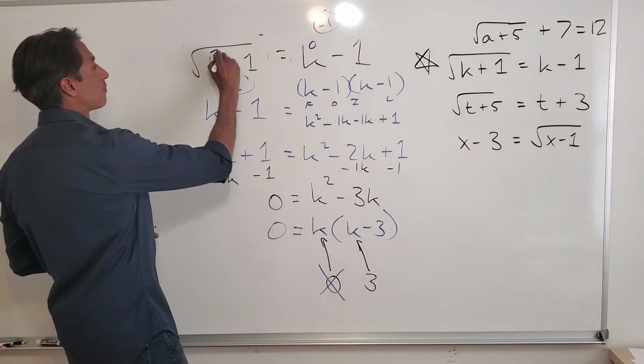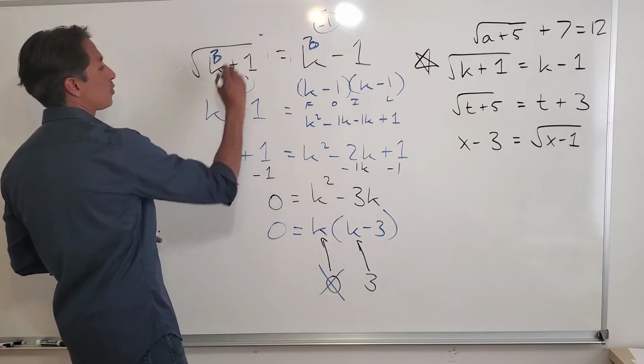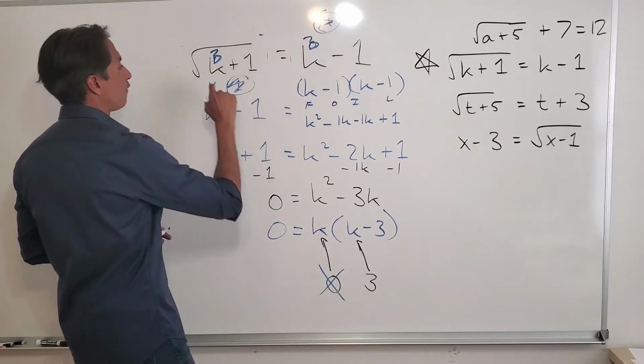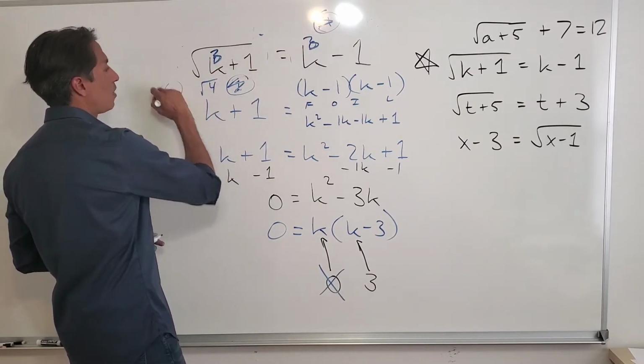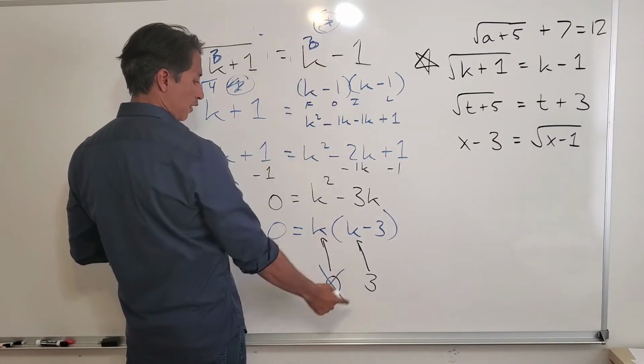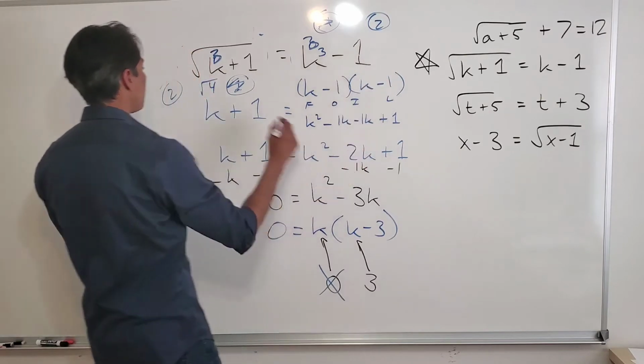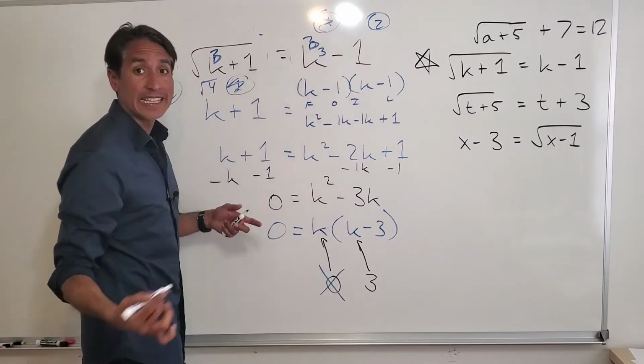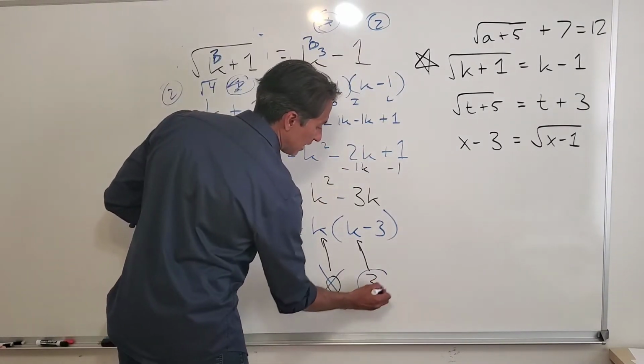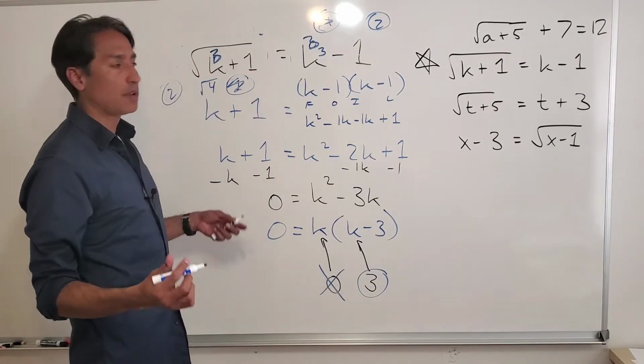Let's try 3. 3 plus 1 is 4. Square root of 4 is 2. And then over here, I'm going to put a 3. 3 minus 1 is 2. So does 2 equal 2? Yes. So therefore, this is our solution to the problem.